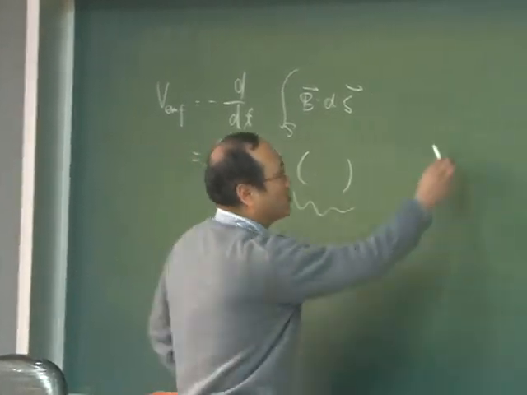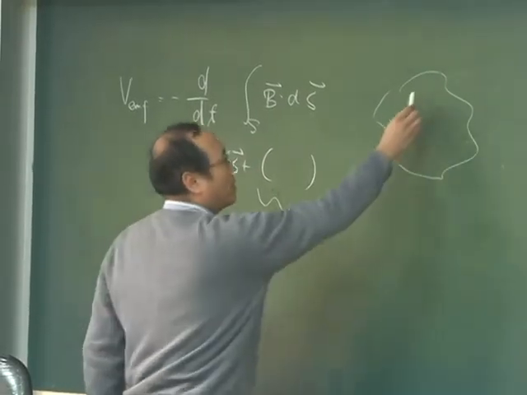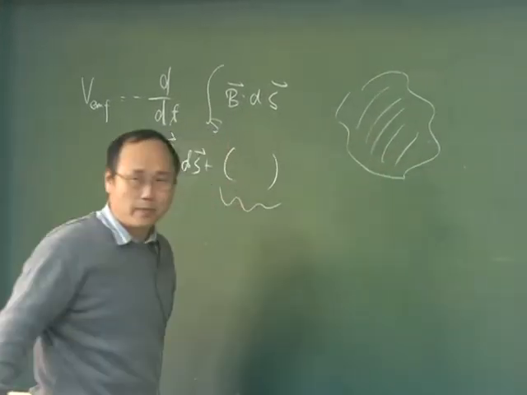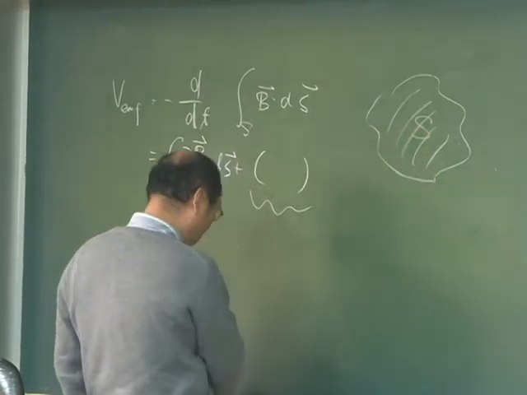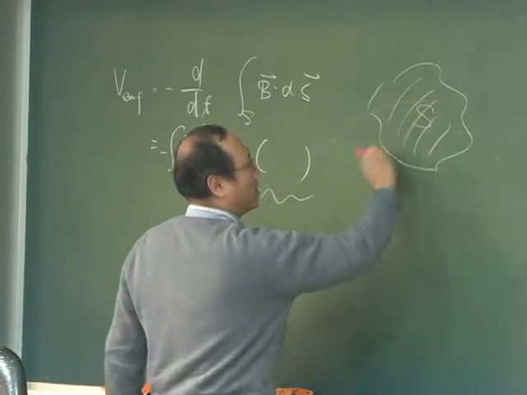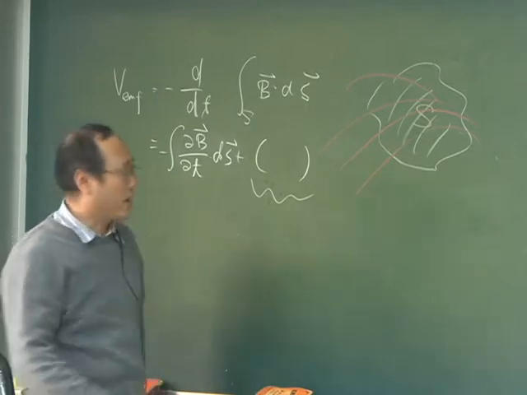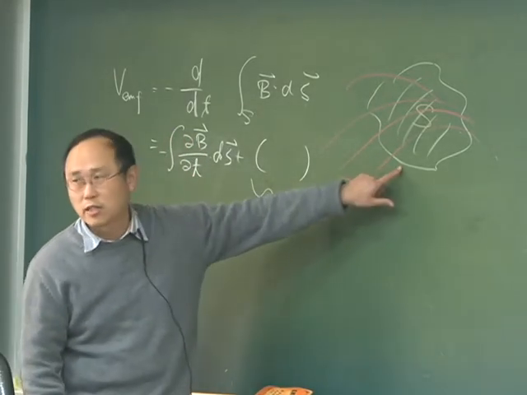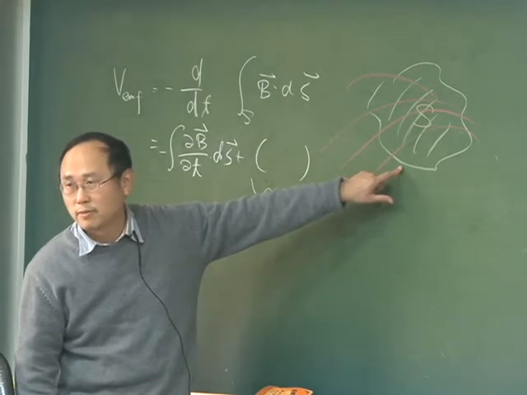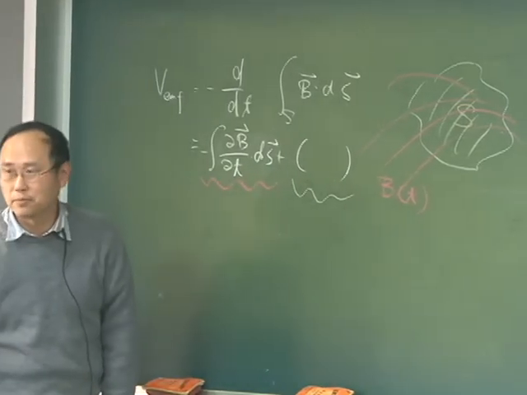So if I have a circuit loop bounding some area, and now we allow some magnetic flux going through this loop, and this B is a function of time. Suppose that this circuit loop does not move. 它不移动. If it does not move, then we only have this term.